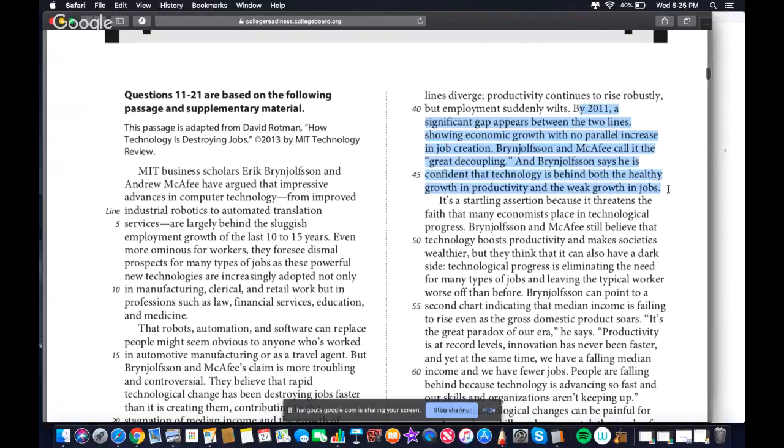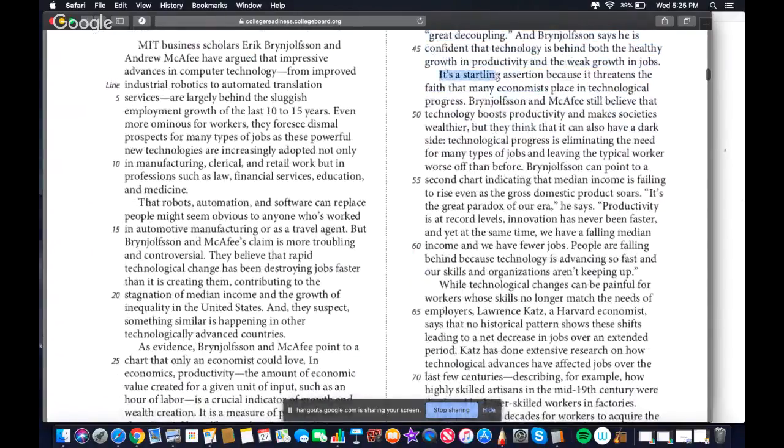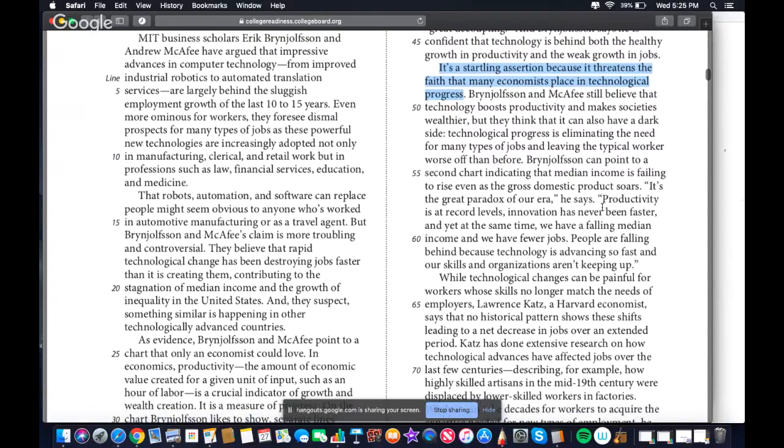growth in jobs. Okay, so let's just pause and say, we're saying that robots are taking jobs away. No surprise there. And what we're also saying is that productivity is going up even though there's no jobs. That's a startling assertion because it threatens the faith that many economists place in technological progress. Okay, so somehow that people have faith in technological progress and it's startling. Let's go to the end of the paragraph.